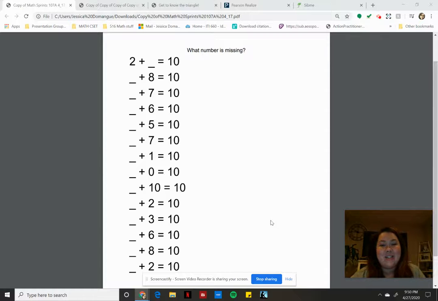Hi, scholars. So today for math, we are going to start out with some math fluency, just like we would in our classroom. It's one of the first things that we would do in the morning, and so this is how we're going to start our math lesson.